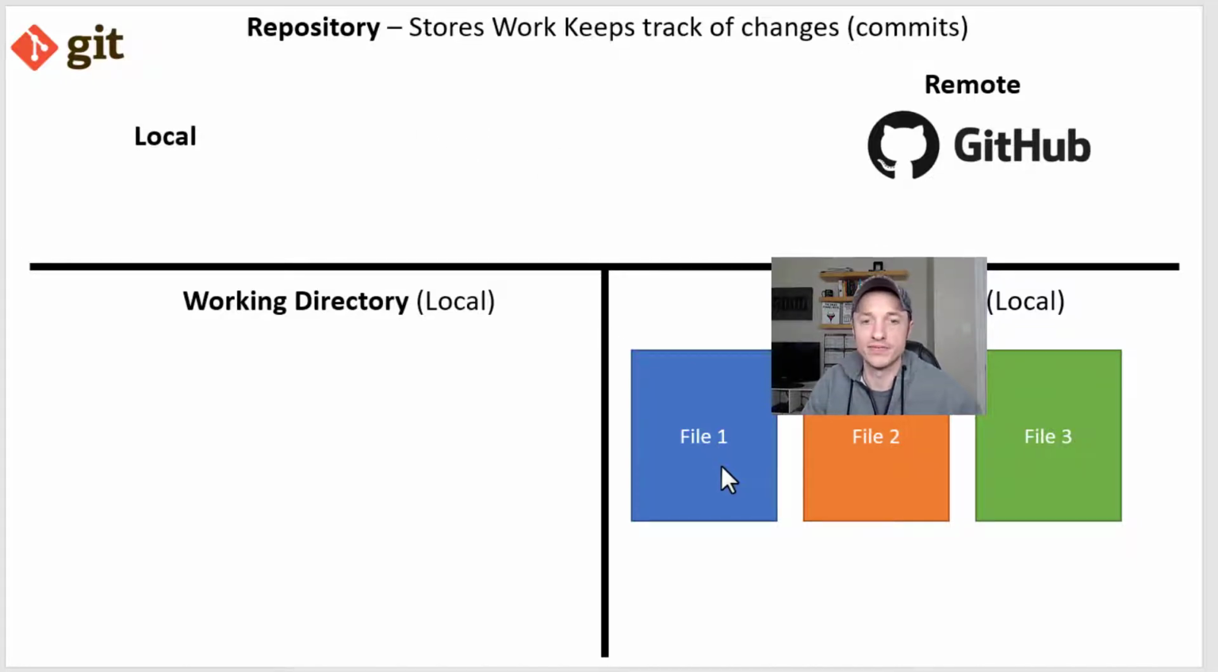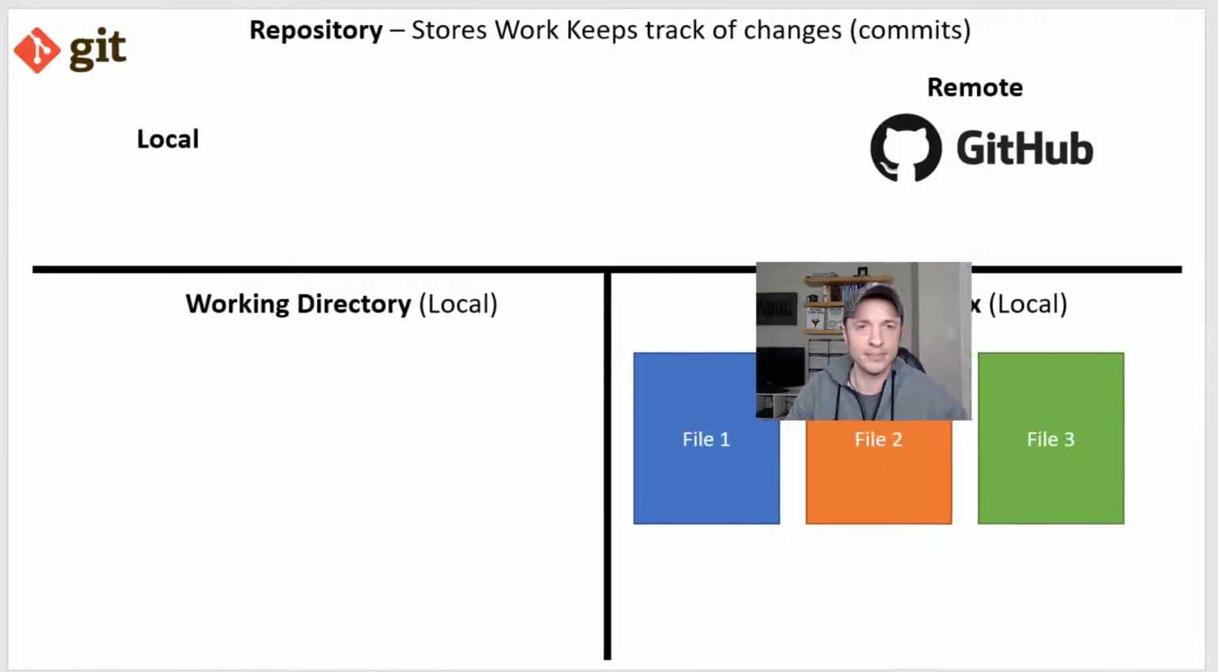So that's what we're going to do in this video: we're going to take our files from our staging area, move them to our repository, and we'll probably do it a couple times so you can see how your repository starts to look when you've done several commits. So let's head over to Git Bash.